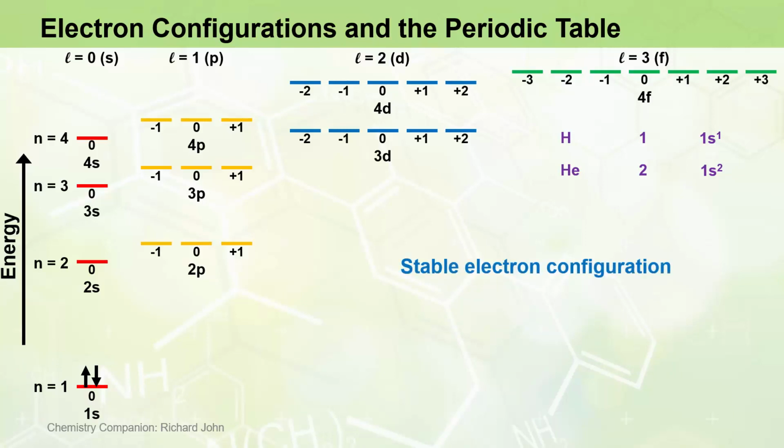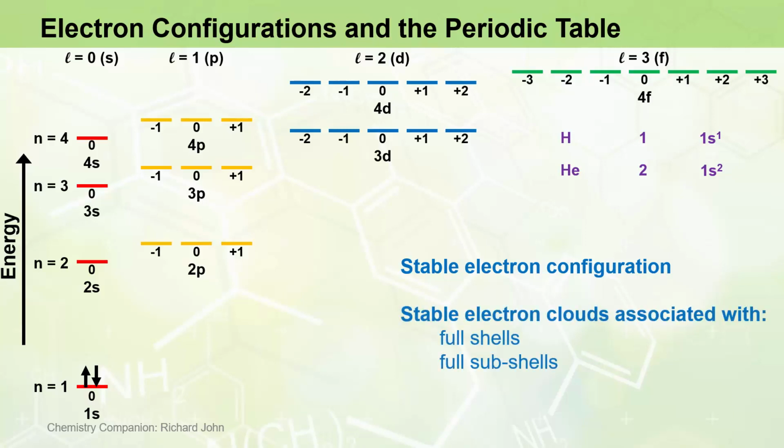How do we know that? Well, we know that helium is very stable and tends not to take part in chemical reactions, which means it has a very stable electron cloud. And it turns out that that stability is associated with the fact that the 1s subshell, and indeed the n equals 1 shell, is full. Stable electron clouds are associated with full shells and full subshells.